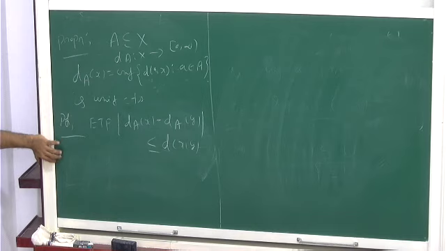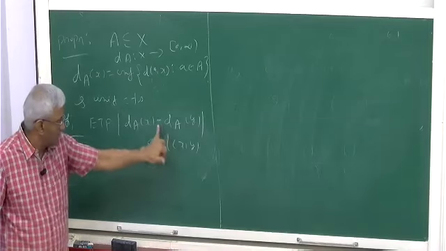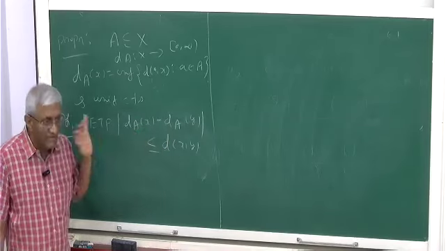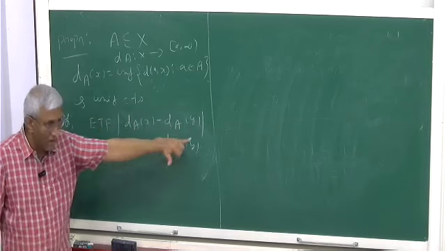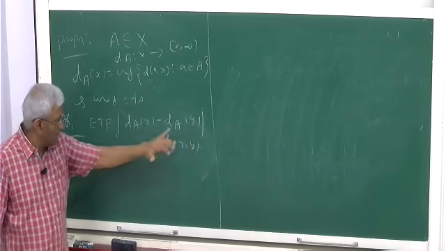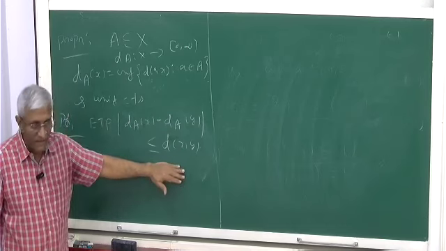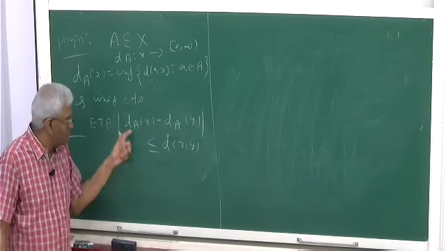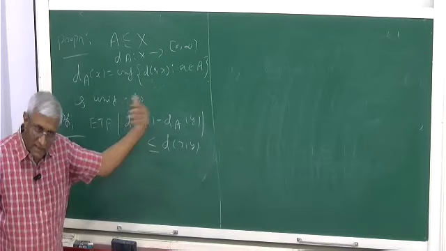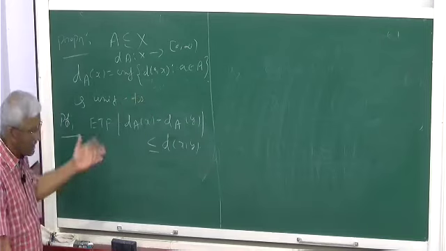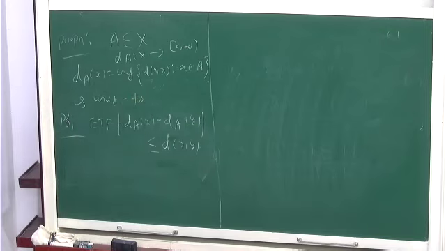Uniform continuity: given epsilon, you have to find a delta without referring to x, the delta should be the same for x and y. Now this is true for anything. If you take any epsilon, then take that delta to be equal to epsilon itself. That will work.